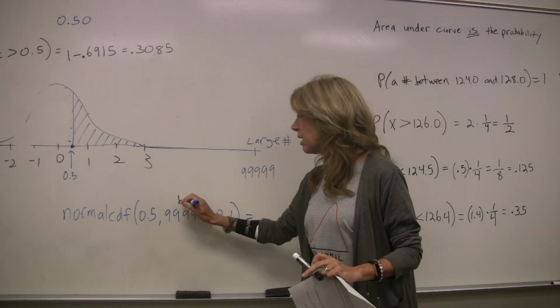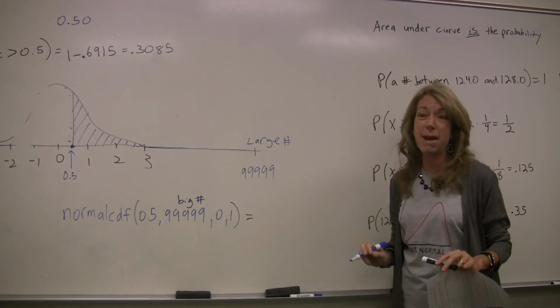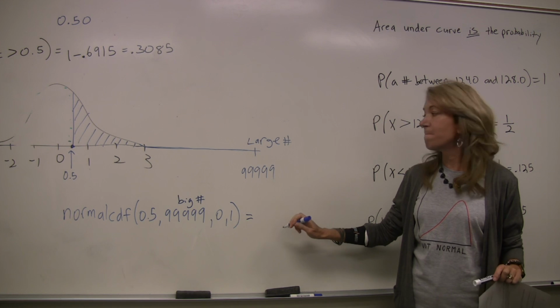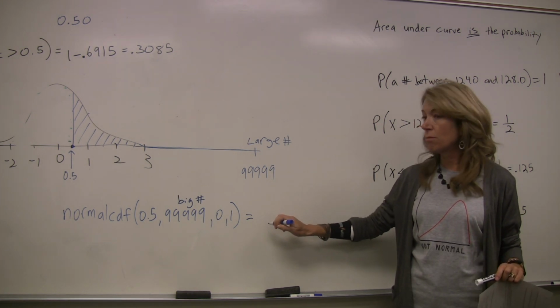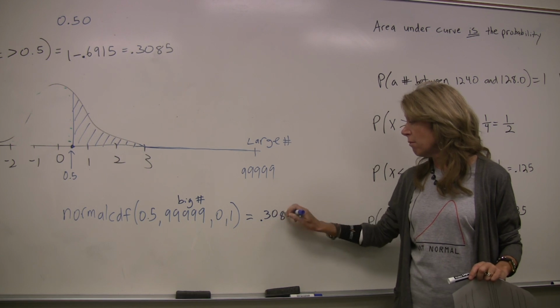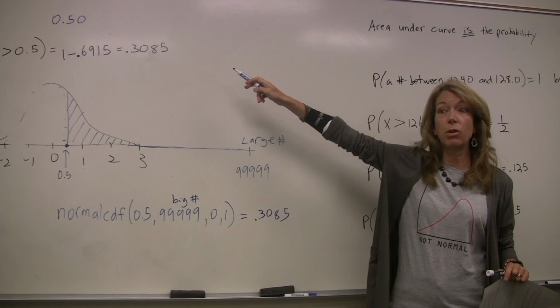This is some big number. You could use mine or you could make up your own. Pi's not quite big enough. Pi might even work. It's pretty close. But it's bigger than that. What are we getting? 3085? Yeah. Exactly the same answer we got last time with the table.